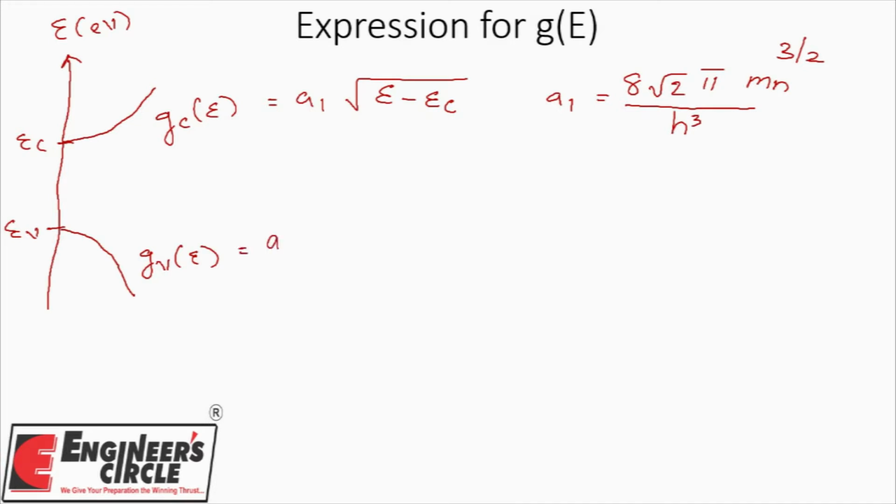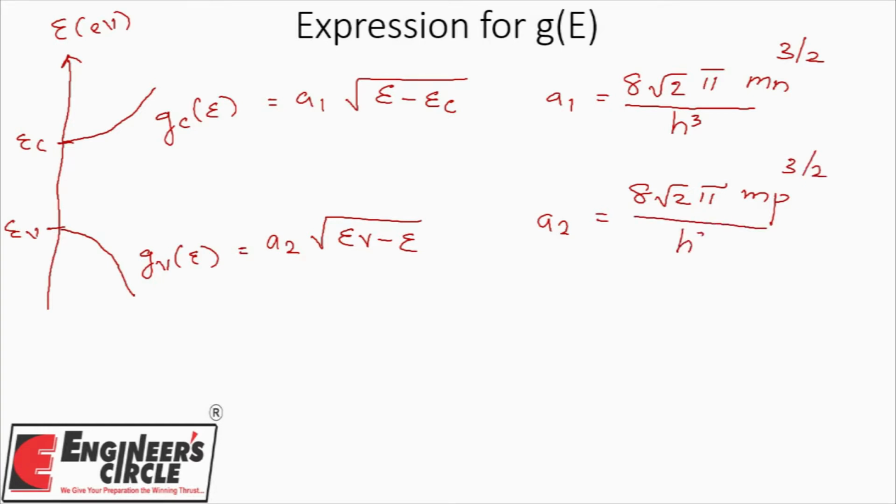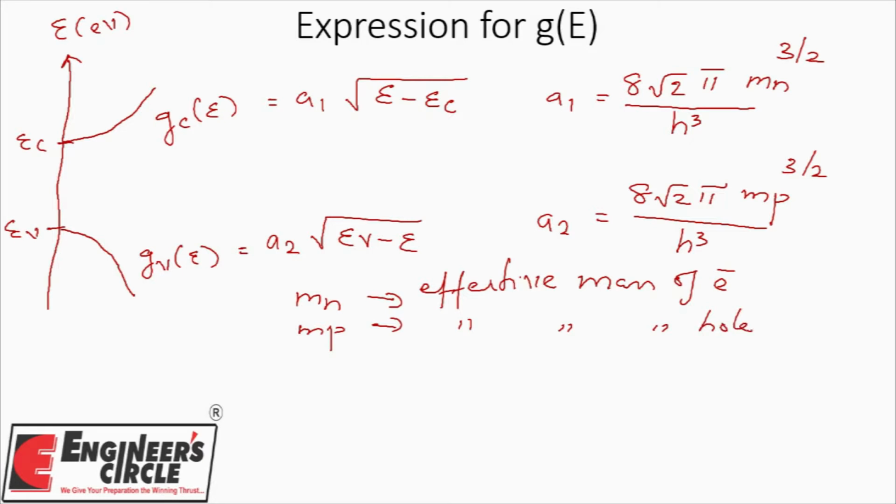Similarly, Gv of E is a constant A2 multiplied by root of Ev minus E, where the quantity A2 is equal to 8 root 2 pi mp raised to 3 by 2 divided by h cubed. In these constants A1 and A2 we have two terms. One is mn, which we call the effective mass of the electron, and mp is the effective mass of the hole. Normally mn and mp are not the same, mn not equal to mp.